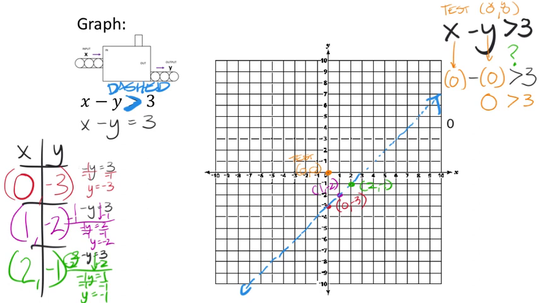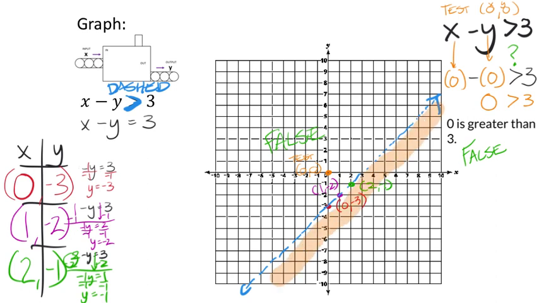We're saying right here that 0 is greater than 3. But 0 is not greater than 3. So that tells us that we're looking at a false statement. So our test point ended up being false. So that means all these ordered pairs on the same side of the line here are false as well, which means we need to go in here and shade the other side of the line.